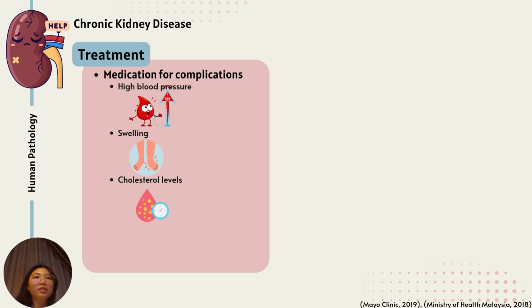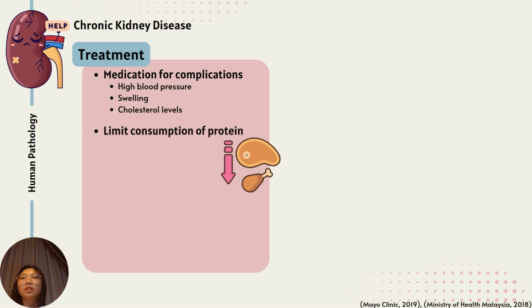Treatment for chronic kidney disease includes drugs like statins to reduce cholesterol and lessen the risk of heart disease, diuretics to control the fluid retention, and ACE inhibitors to regulate the blood pressure. Reducing protein intake is part of dietary control to reduce the renal strain.